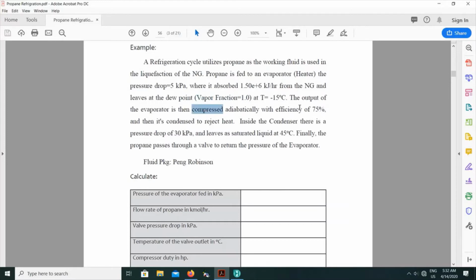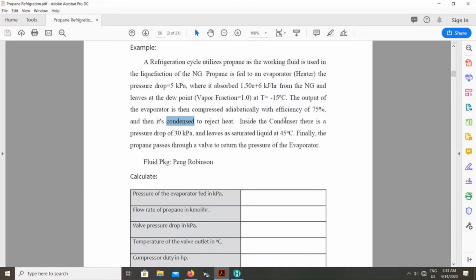The only information for the compressor is its efficiency, which is 75%. After the compression, we need to condense it. For condensing we need to use a cooler. So we need to cool down those compressed vapors to reject heat. How can we cool down? We can use a cooler. So after compression we need to use a cooler.